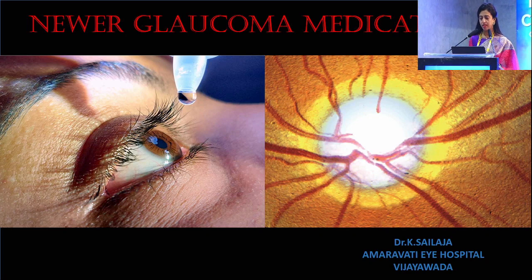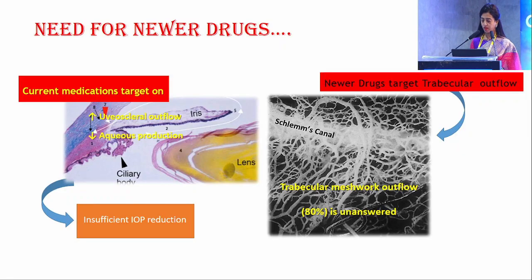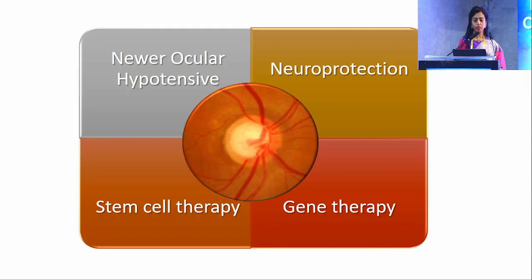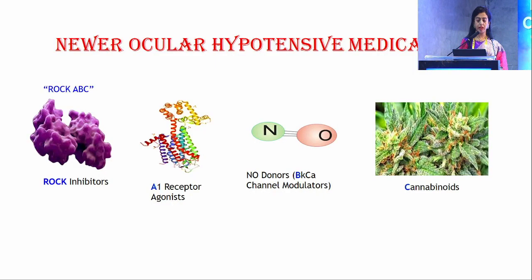Why is there a need for newer drugs when we have so many drugs already in glaucoma? The medications available at present focus mainly on increasing the uveoscleral outflow and decreasing the aqueous production. But 80% of the outflow, which is the trabecular meshwork outflow, is yet unaddressed. So the newer drugs target mainly the trabecular meshwork outflow. These are a few of the newer drugs which help in ocular hypotension, stem cell therapy, neuroprotection and gene therapy.